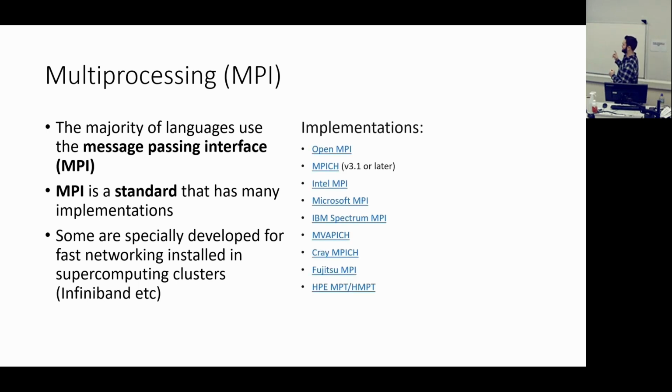Just to give you an idea, these are some of the implementations that are out there, so there's a lot to choose from. Most commonly, people use OpenMPI, which is the open source version that tends to work pretty well across most hardware. And MPICH is another one that's also open source.